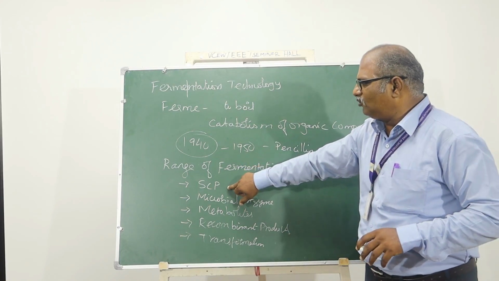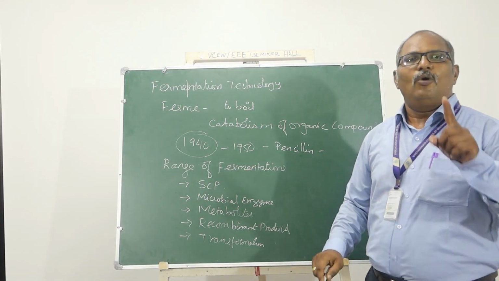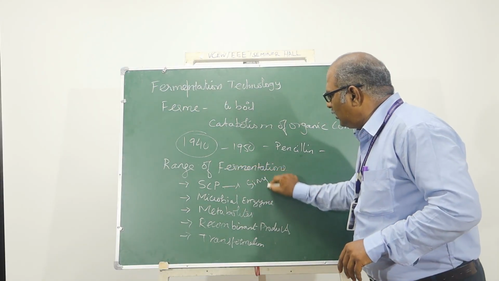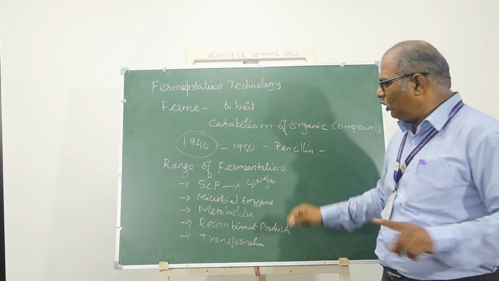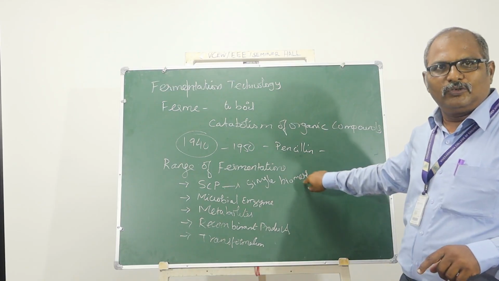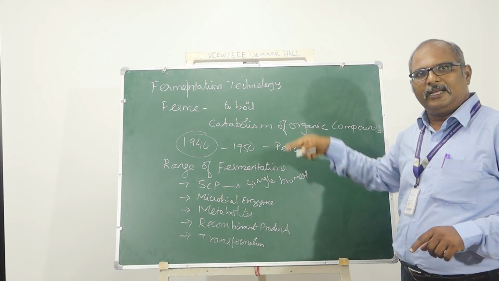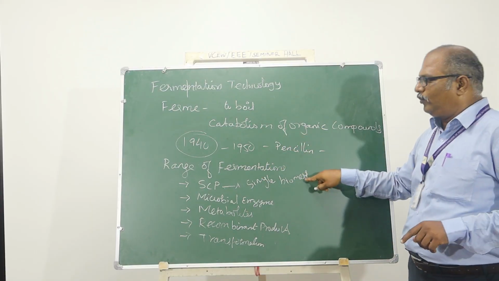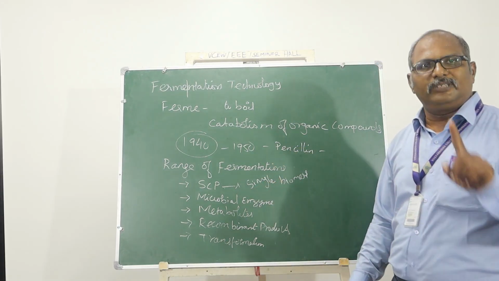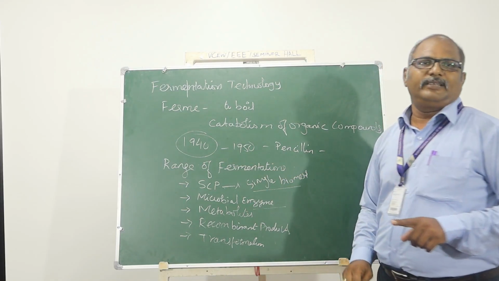The first one is single cell protein. That is, the microorganism is produced in large quantities only for commercial production of single cell biomass. So this biomass may be baker's yeast, which is used for alcohol production or for baking industries, or as a supplement protein for human consumption. The fermentation is done only to produce your single cell protein. This is one range. And the second one is microbial enzyme production.